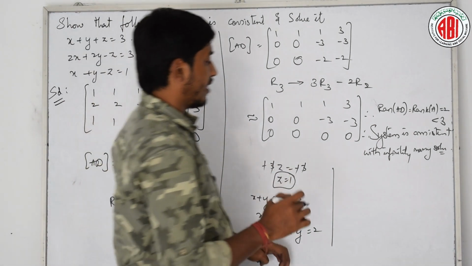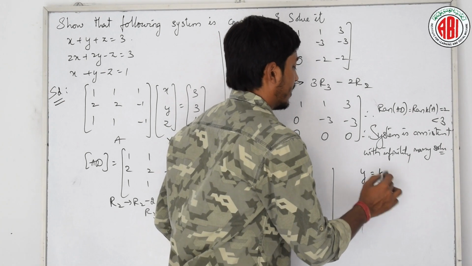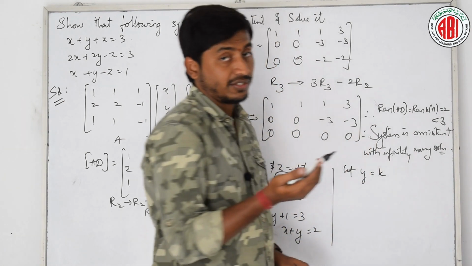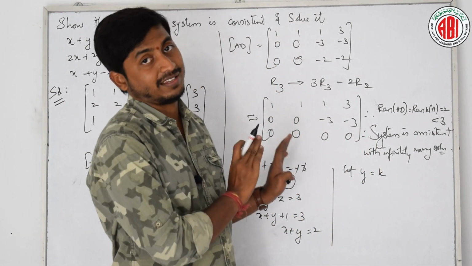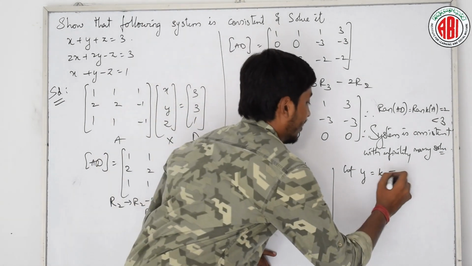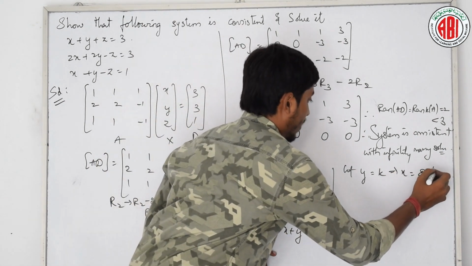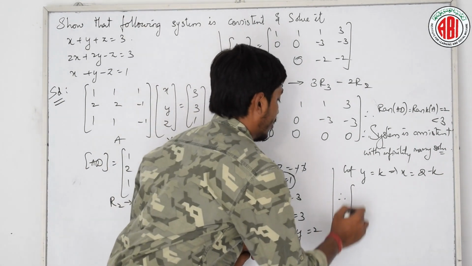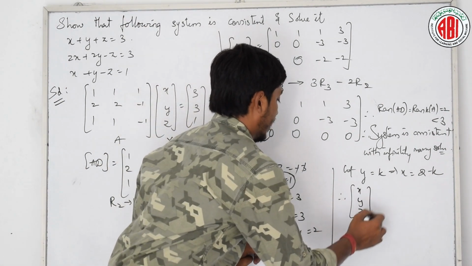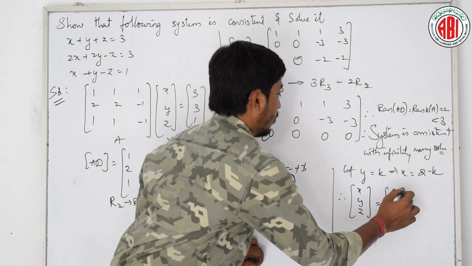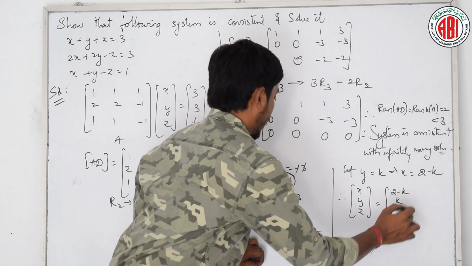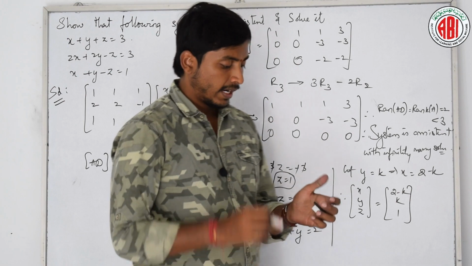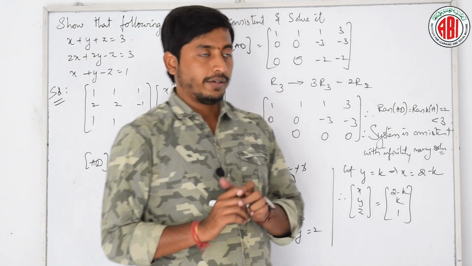We can't determine it directly, so let us take y is equal to k, some constant. Since there are infinitely many solutions, let me assume y is k. Then x will be 2 minus k. Now we can directly write it. Therefore, the solution x, y, z is 2 minus k, k and 1. Is it clear? Did you understand?